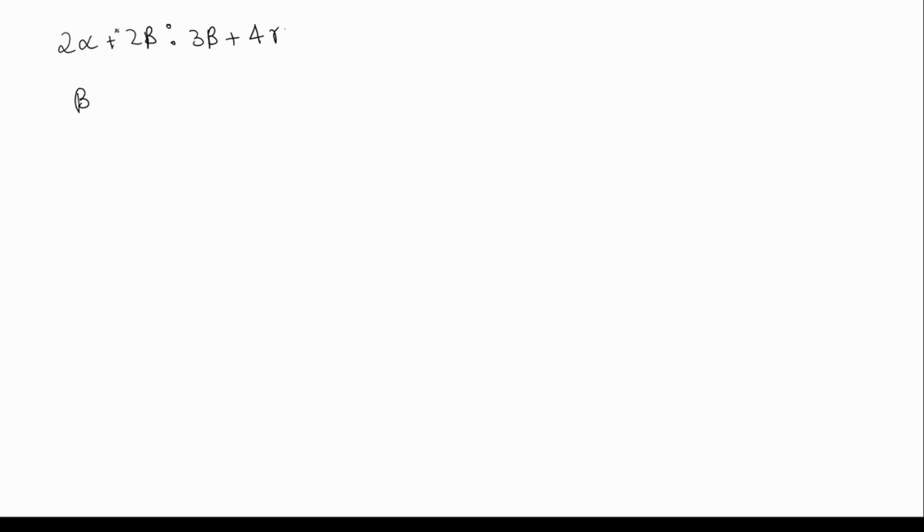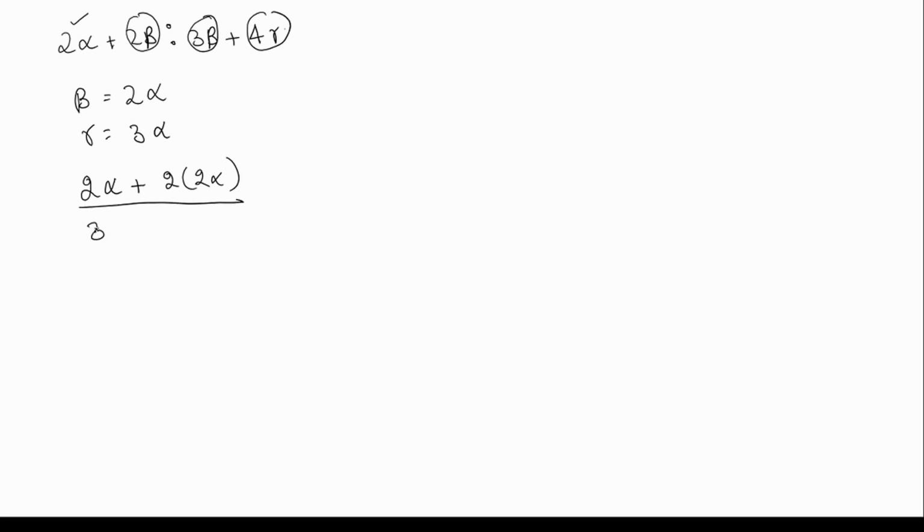First we'll write what all we know. We'll write these terms in terms of alpha. So this is already in alpha. We need to convert this and this in terms of alpha. We know beta is equal to 2 times alpha and gamma is equal to 3 alpha. We'll substitute this now. So 2 alpha plus 2 into beta, which is 2 times 2 alpha, divided by 3 into beta, which is 2 times alpha, plus 4 into gamma, which is 3 alpha.